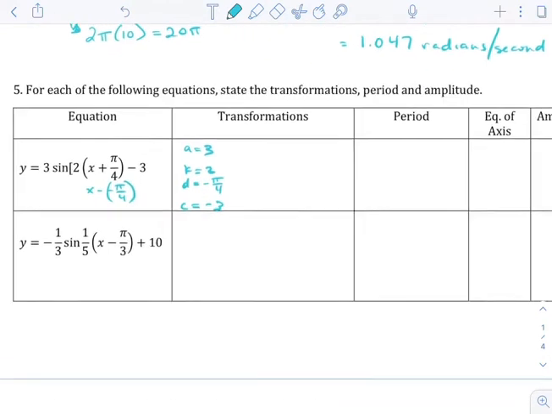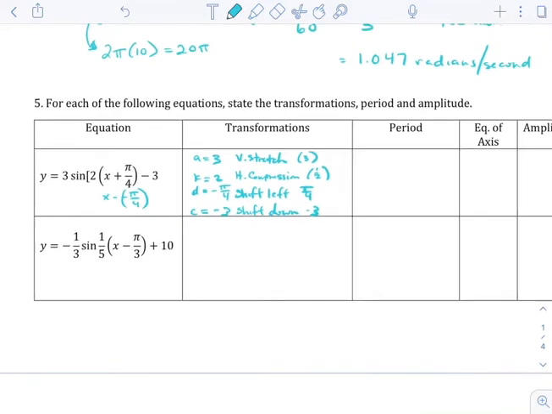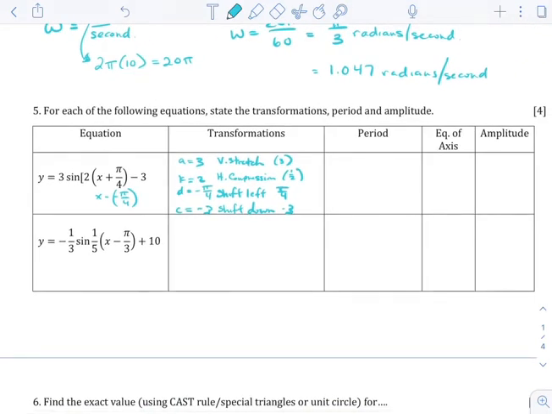But if we're trying to display our transformations or write what they are, well, a value of 3 is a vertical stretch by a factor of 3. K, this is a horizontal compression by a factor of 1 over 2. D, this is a phase shift to the left, pi over 4. And C, that's our shift down, negative 3.